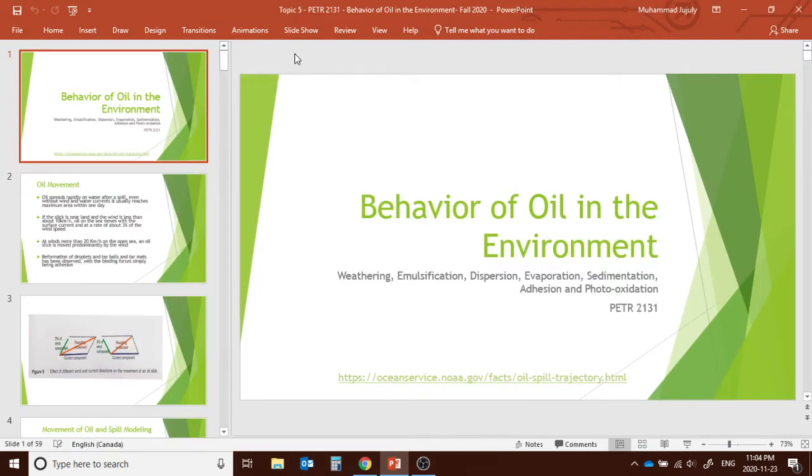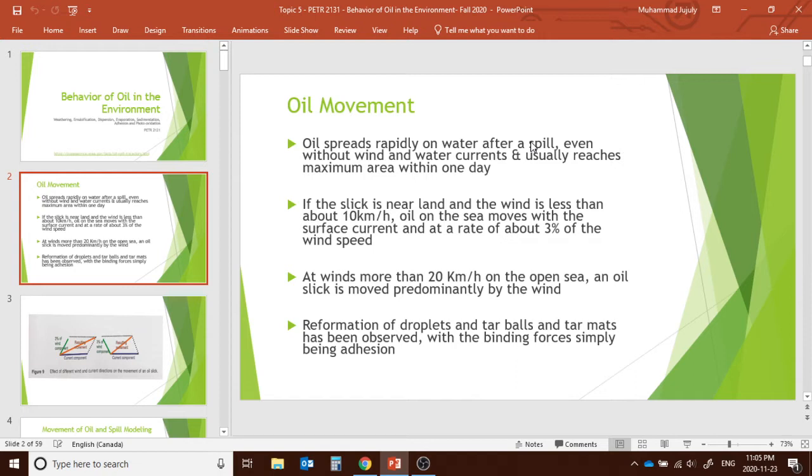All right. So as it says in here, knowing where it's going is also important, and it's also important to know the environmental factors and everything. So we'll actually learn everything about the oil spill in this presentation. So the oil spreads rapidly on the water after it spills. Okay, so if the slick is near to the land and the wind is less, then the speed of spreading would be like 10 kilometer per hour.